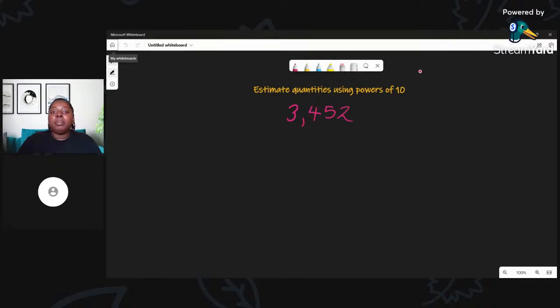What number's in the thousands place? The 3. Okay. Now if I'm rounding to the thousands place, what number do I look at to tell me if that 3 is going to go up or stay the same? The 4. Is that 3 going to go up or stay the same? Stay the same. So rounding to the nearest thousands place, this becomes 3,000, right? If we are estimating using the power of 10, we round to the largest place value. In this case, it's 3,000.